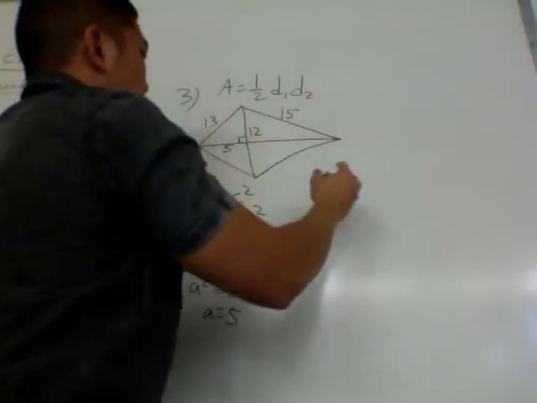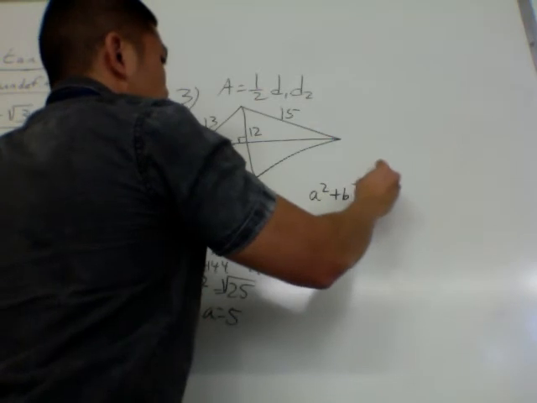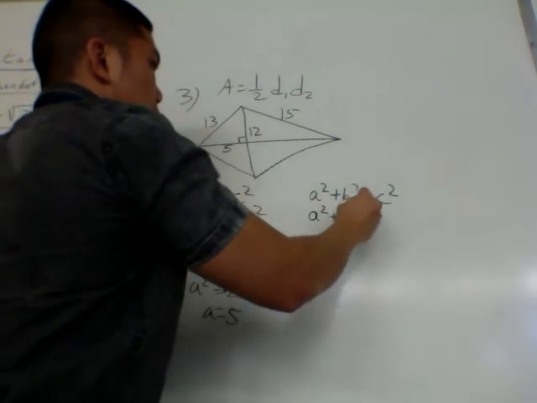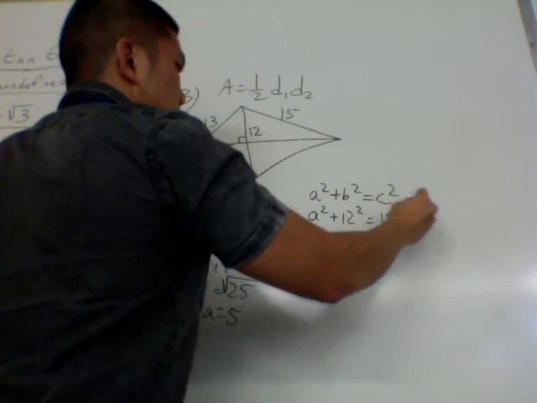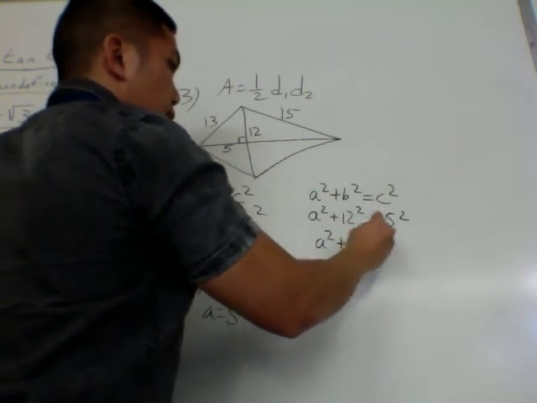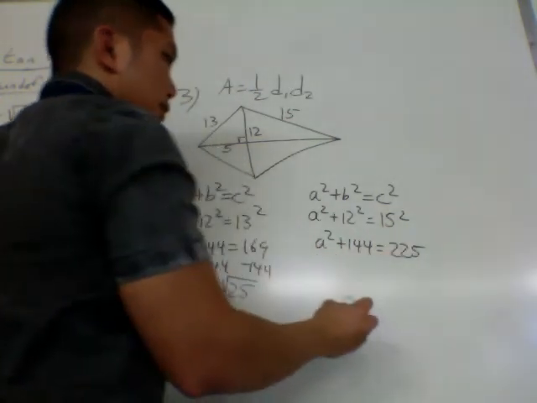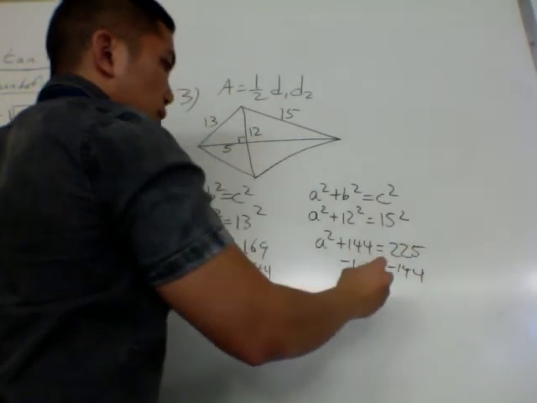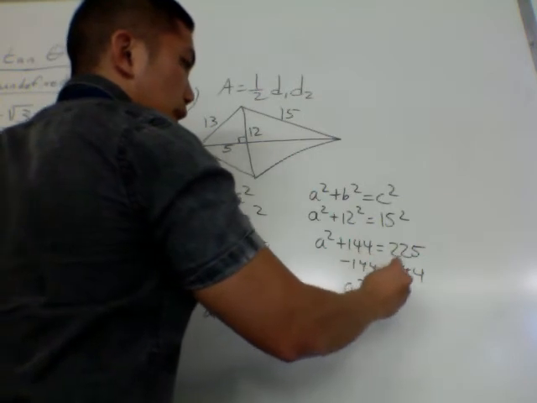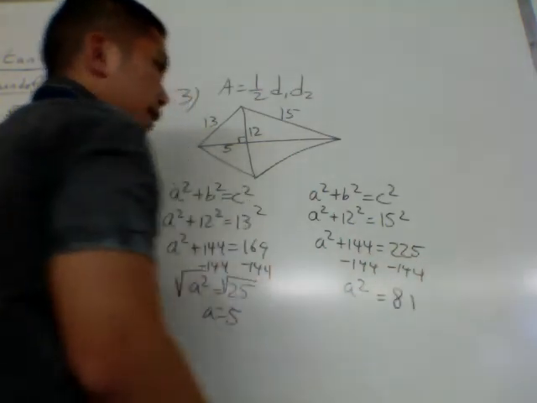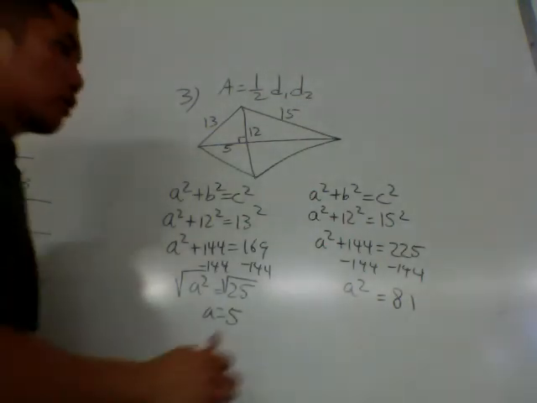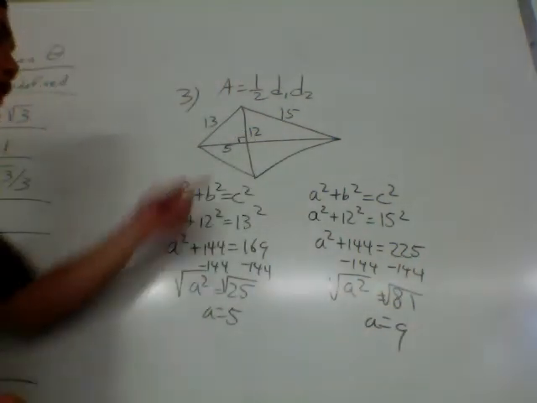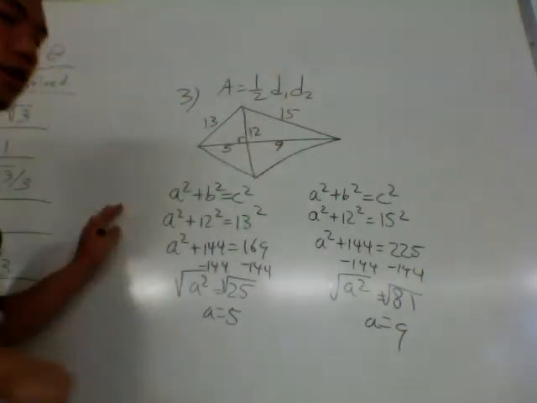Now I need to find the section on the right. So I'm going to do Pythagorean theorem again, but I'm going to use my triangle on the right this time. So this is going to become a squared plus 12 squared is equal to 15 squared, which becomes a squared plus 144 is equal to 225. I subtract 144 from both sides, and I get a squared is equal to 81. Okay. If I square root both sides, I get a is 9. So in this diagonal, the second part of that diagonal is 9.